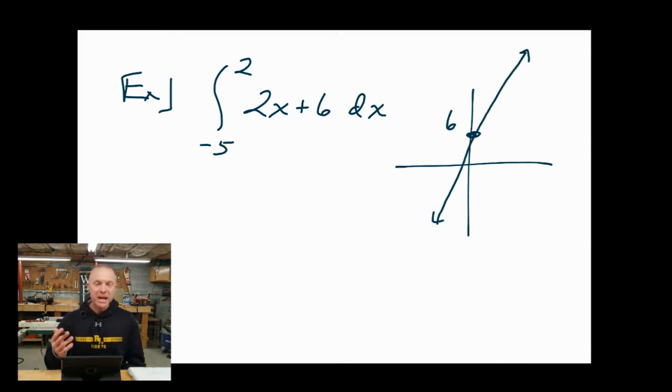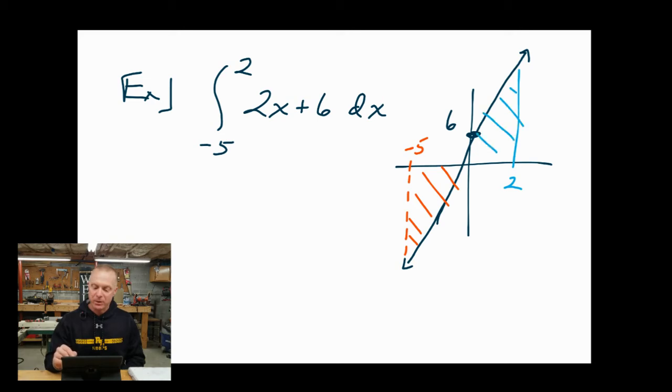But where's -5? I've got to give myself a little more space here. -5 is probably out around here. And where's 2? Maybe it's right there. Now we start to see these areas. The area is always between the graph and the x-axis. So we have a triangle that's below the x-axis right here, and then we have another triangle that's above the x-axis.